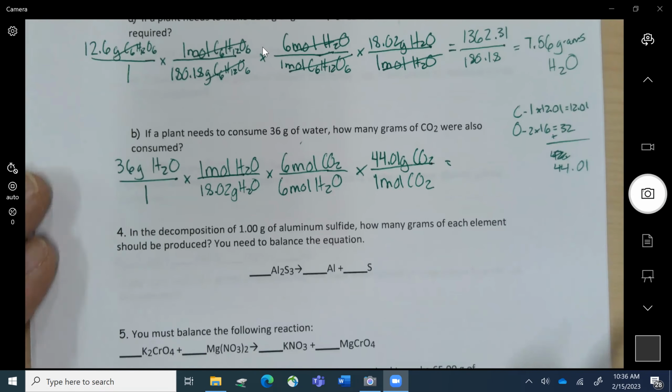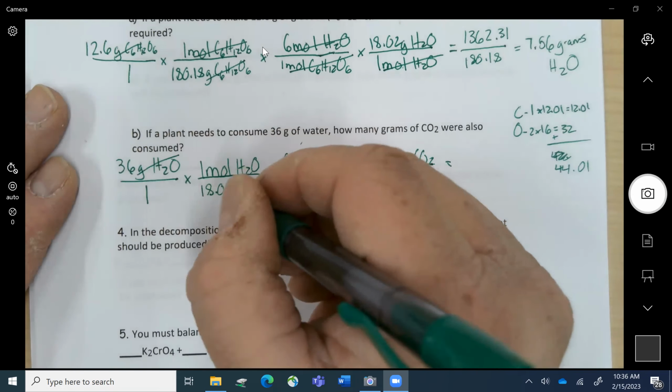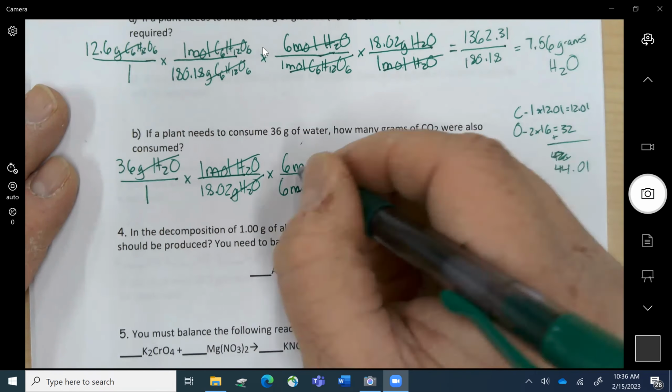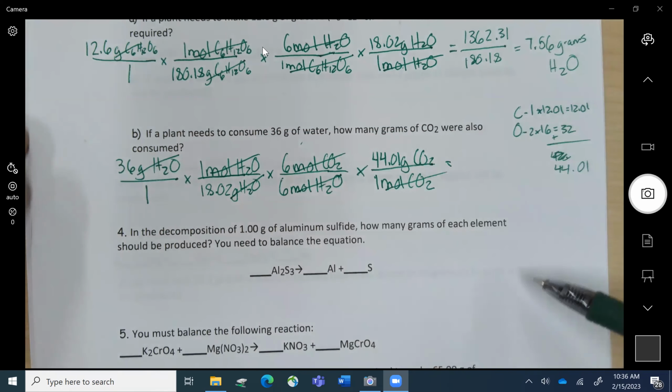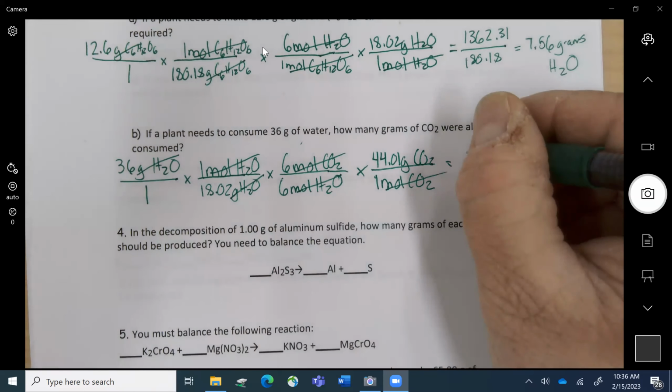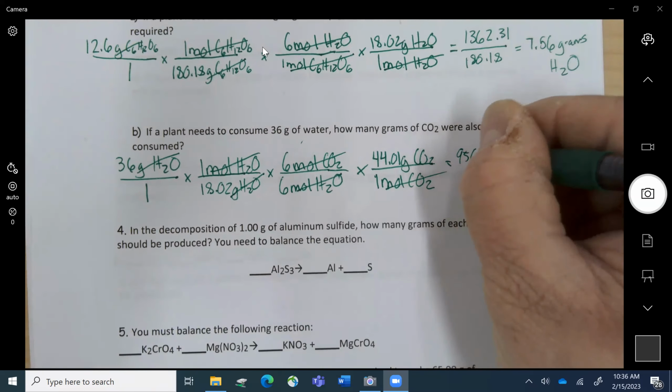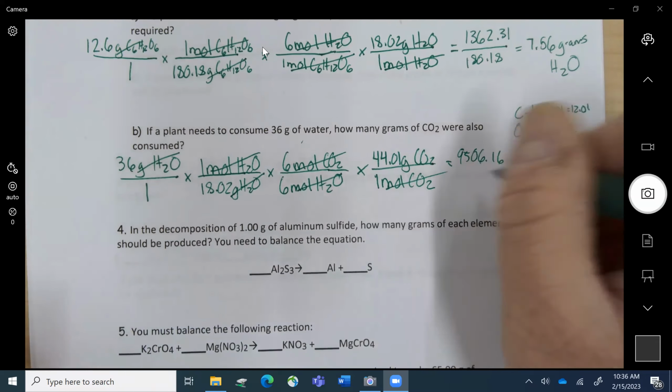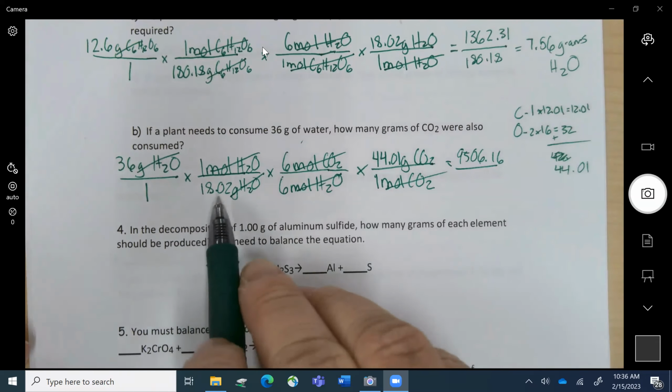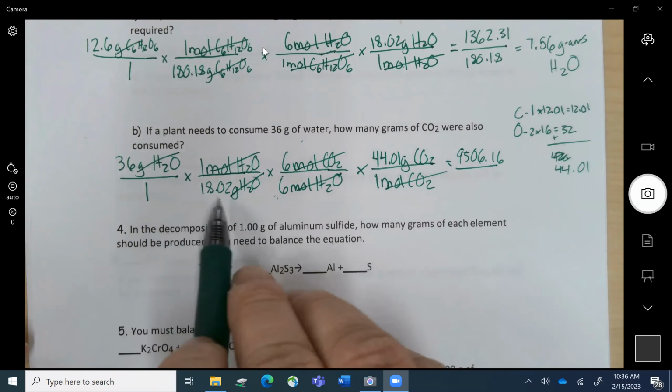Now you go through here and do the canceling. Grams, mole, mole, mole, mole. See how it all cancels? All right. So I have 36 times 6 times 44.01, everything across the top. I got 9,506.16. Now I got to divide that by these two numbers times together, because 1 times this times this.